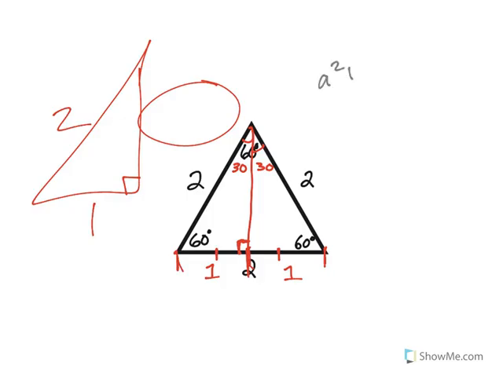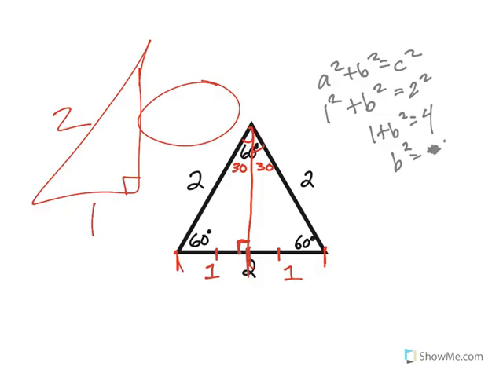Well, we know that a squared plus b squared equals c squared, right? The Pythagorean theorem is our friend. So I have 1 squared plus my unknown side squared equals 2 squared. So 1 plus b squared equals 4. That means b squared equals 3. So b equals the square root of 3.